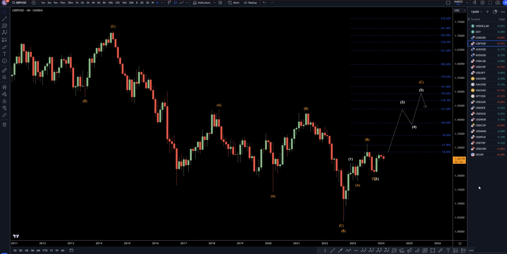Today is Wednesday, February 21st, and I'm going to be analyzing pound versus the US dollar starting on the monthly, working my way down to that 1 hour time frame for the full top down analysis.